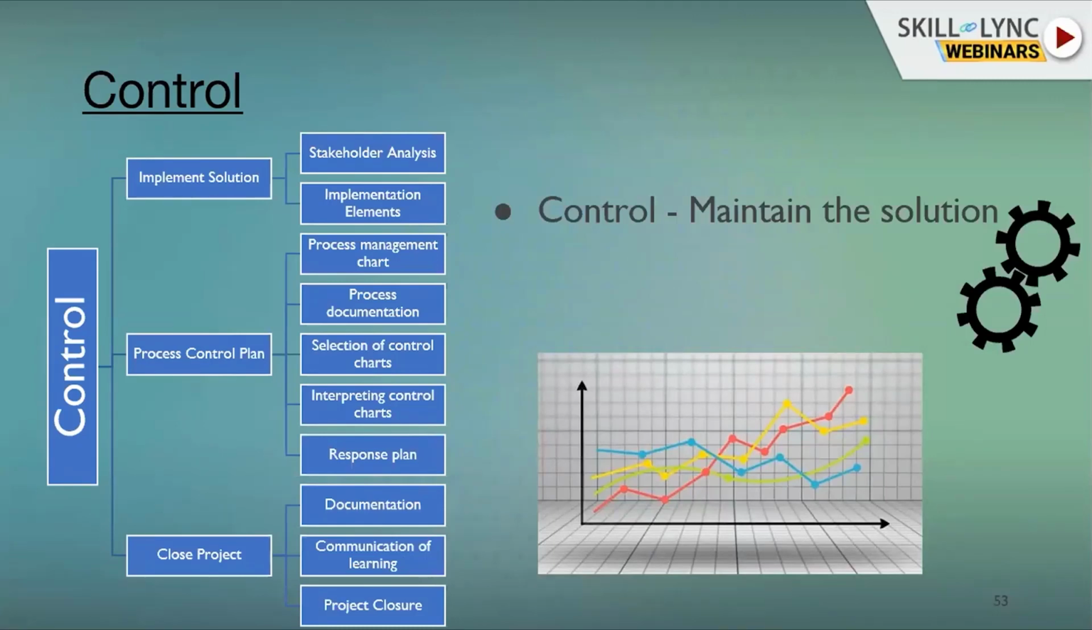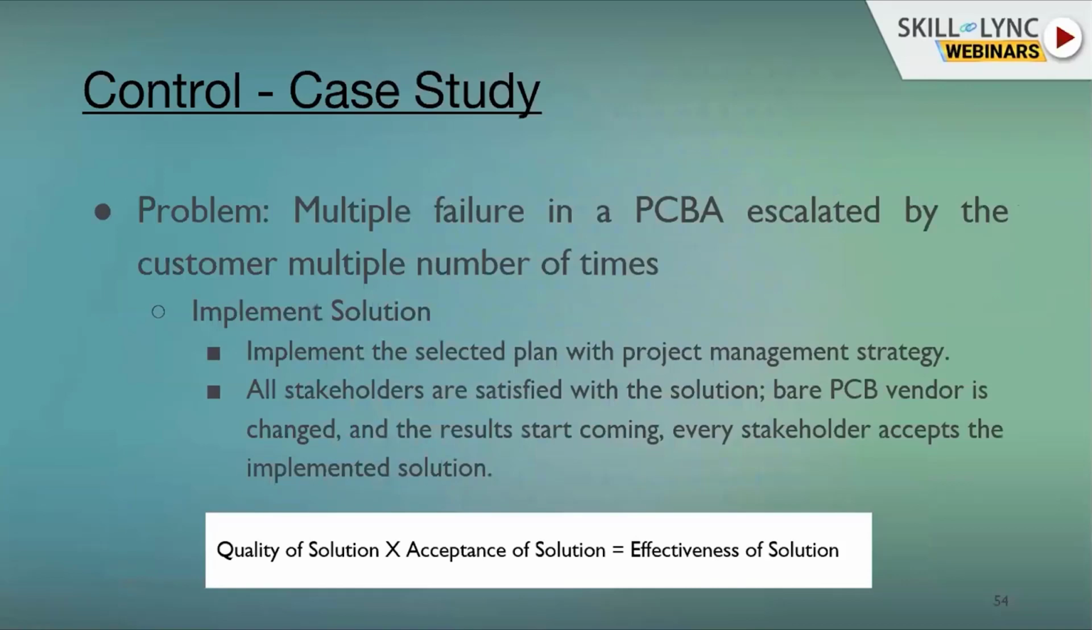So to sustain that process, we have to ensure that the process is followed continuously, and with ease, just like we breathe. For that we maintain the solution in the form of documentation, we develop some charts, we continuously monitor them. So the process management chart, process documentation is followed. The selection of control chart is there. Then interpreting control charts is there. Then we close the project by documenting everything, providing these as the standard operating procedure, and we close it. This is how it happens.